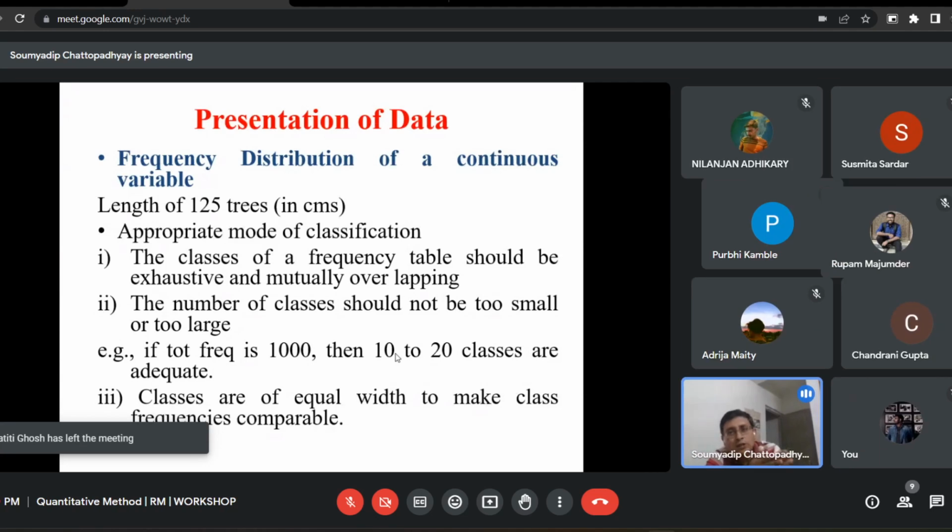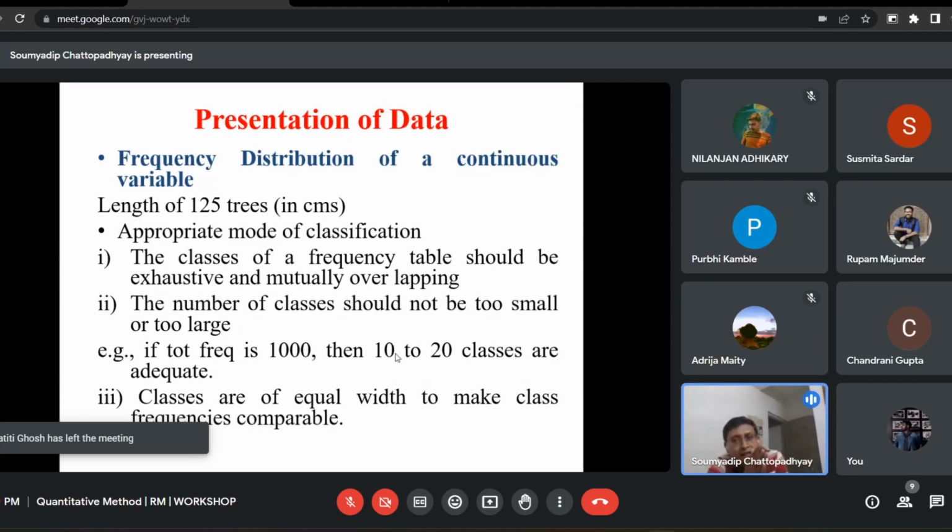Okay, now since this is a continuous variable, that means within a particular range it can take any value. Now, how do you then represent the frequency distribution corresponding to this particular variable? Before representing the frequency distribution, you need to first consider these three facts.